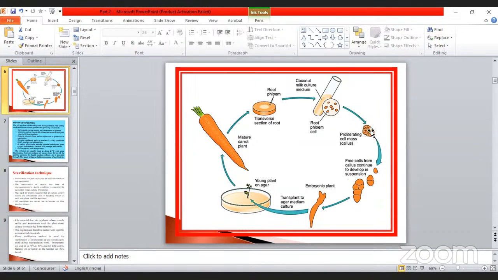After the development of the mass of cells, it is also split into single cells and they grow into a suspension. What is the meaning of suspension? Suspension is nothing but a liquid agar medium. Take an example, liquid agar medium. Okay, so we have to take liquid agar medium. After that, it will become an embryonic plant and be transferred to a subculture.